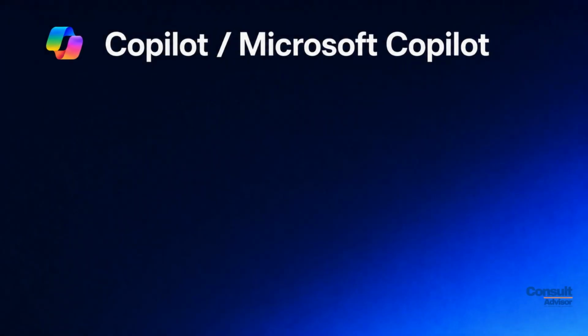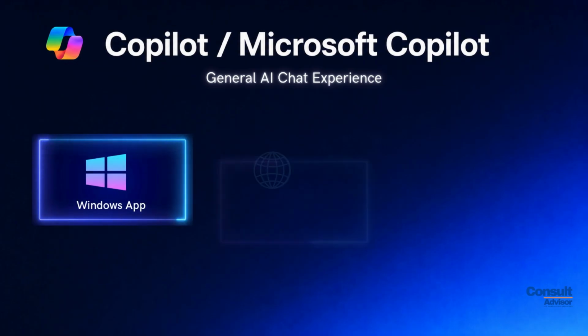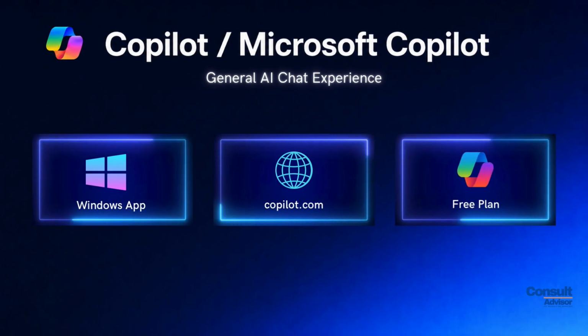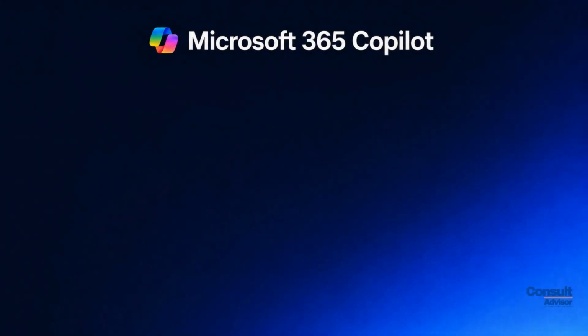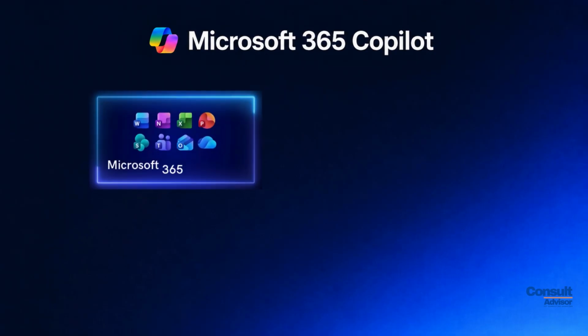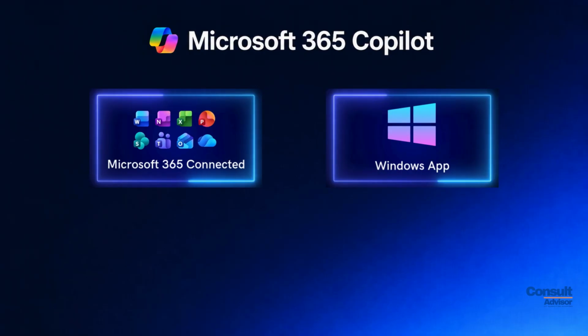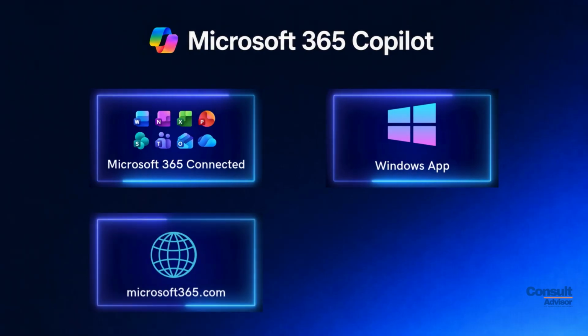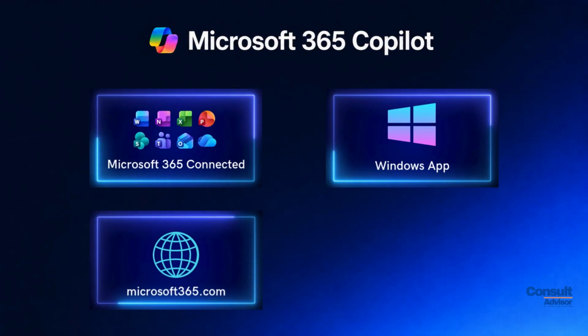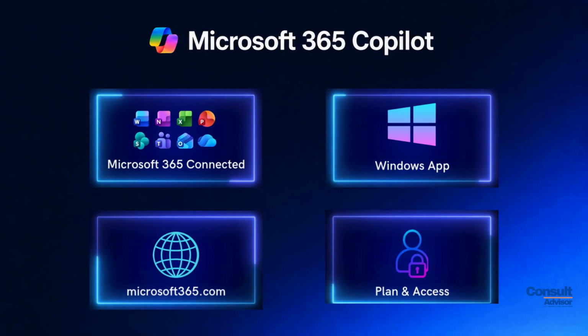To summarize, Copilot and Microsoft Copilot usually refer to the general AI chat experience. This can be opened from the Copilot app on Windows or from Copilot.com in the browser. Microsoft 365 Copilot is different because it is connected to the Microsoft 365 environment. It can be opened from the Microsoft 365 Copilot app on Windows or from Microsoft 365 in the browser, and the available features depend on the plan and access.